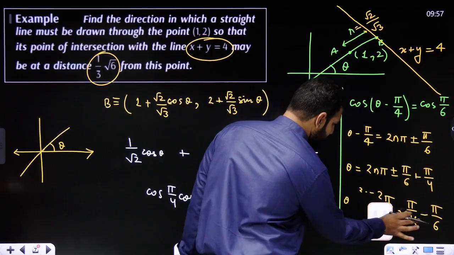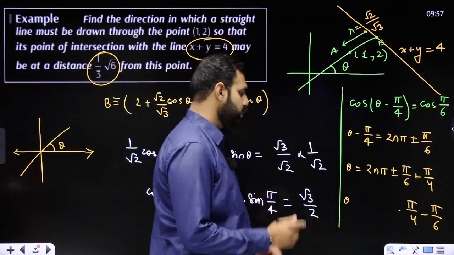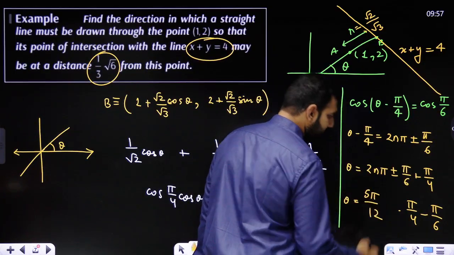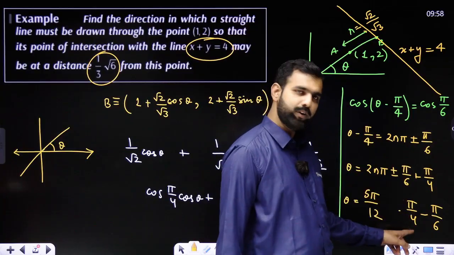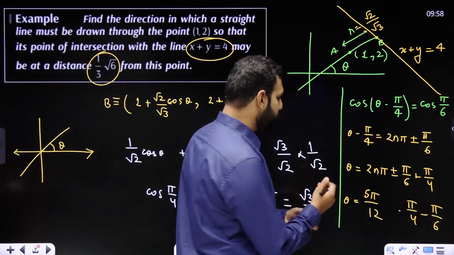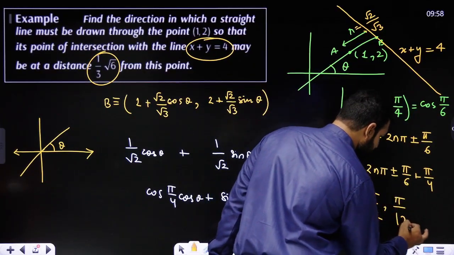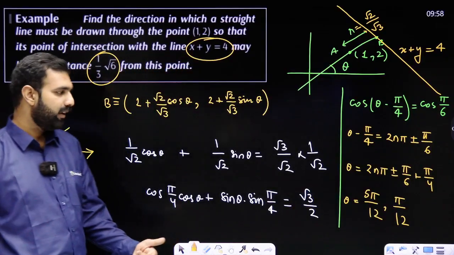I hope you can see it very clearly. So 3 pi plus 2 pi, which is going to be 5 pi by 12. I hope I need not tell you this. This is going to be 3 pi by 12, 2 pi by 12. So 3 pi minus pi is going to be pi. So the other answer is going to be pi by 12. So I've gotten two answers, pi by 12 and 5 pi by 12.